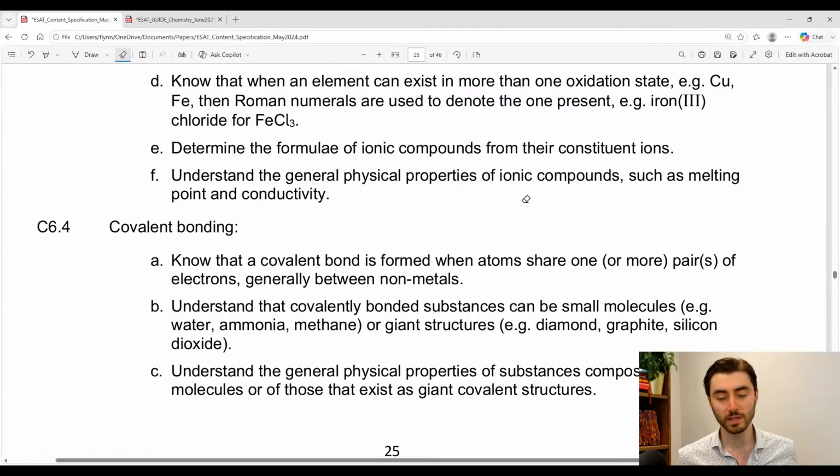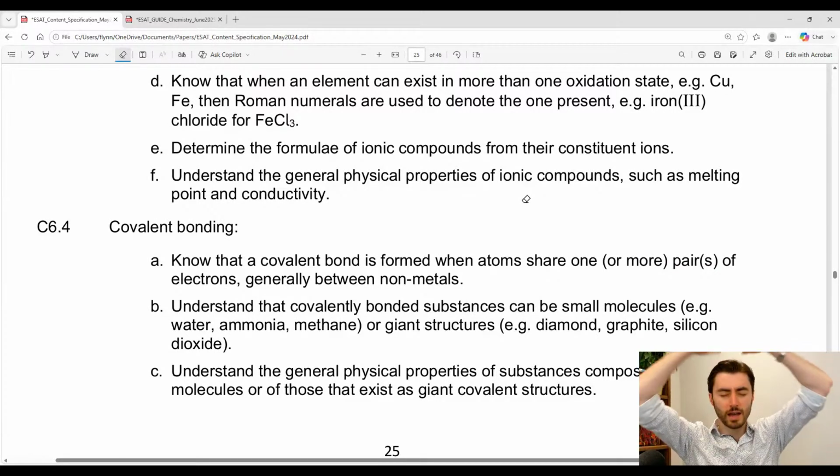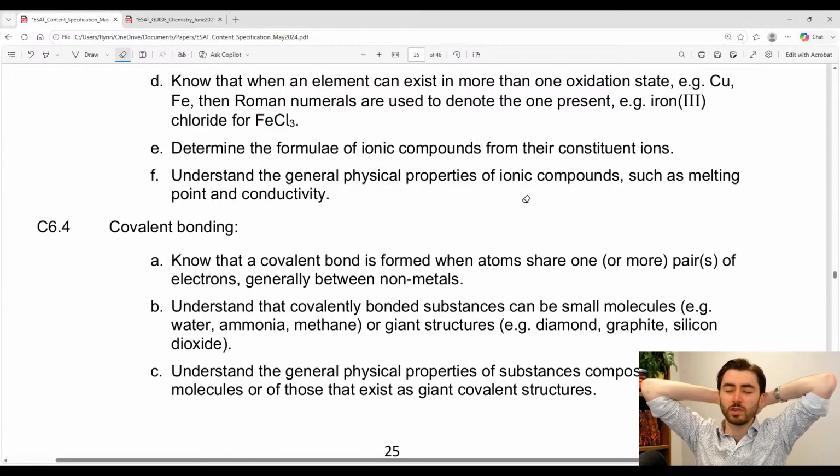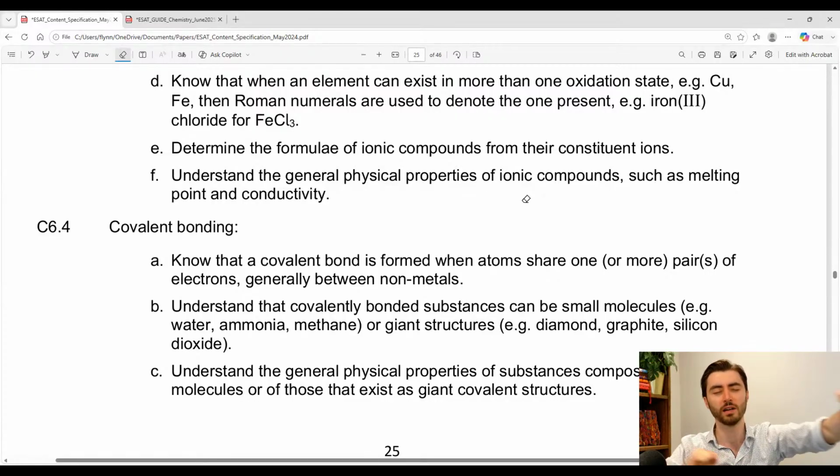General physical properties of ionic compounds. They have high melting points and boiling points because of the strong attraction between the oppositely charged ions. They conduct electricity when molten or aqueous because the charged ions are free to move. They do not conduct in a solid state because the charged ions are not free to move. Those are the important ones.